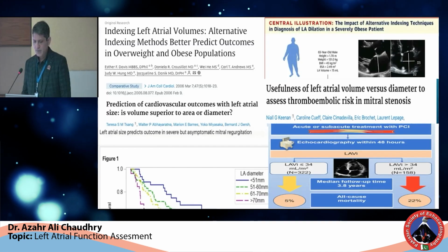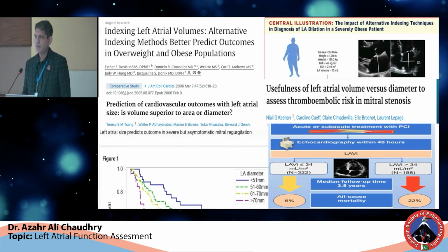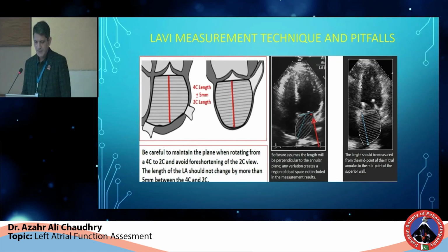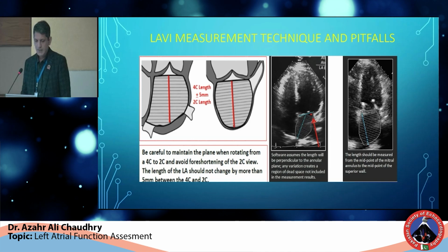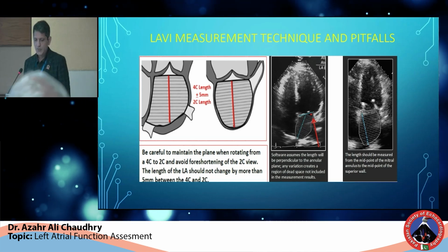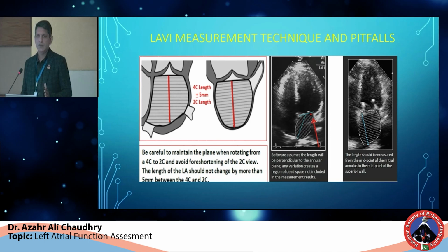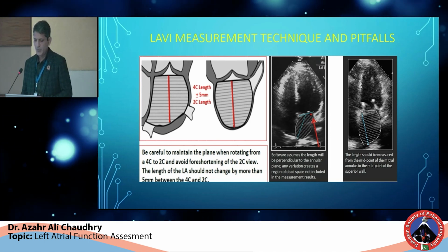There are many studies that have validated the superiority of the left atrial volume index over the left atrial diameter and the area. So how do we measure the left atrial volume? 4-chamber and the 2-chamber views are required, and the difference between the length of the two acquired views should not be more than 5 mm, or the area should not differ by more than 10%.